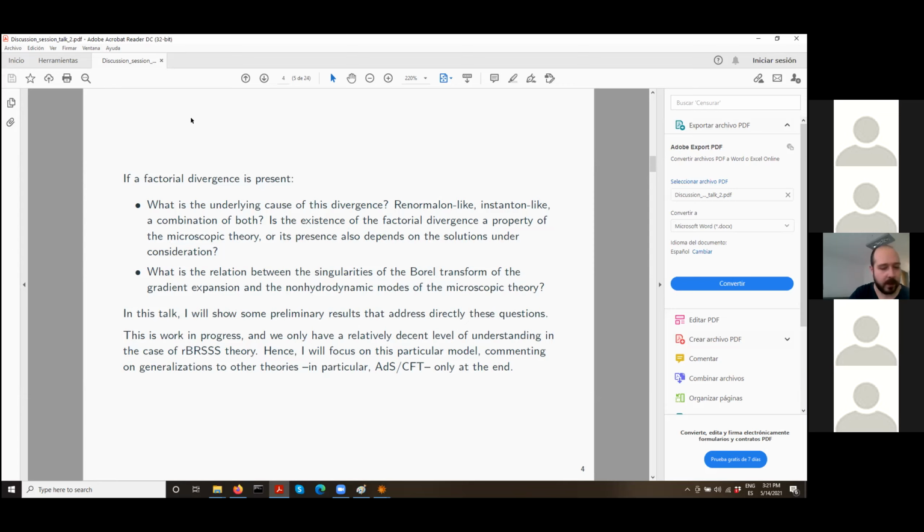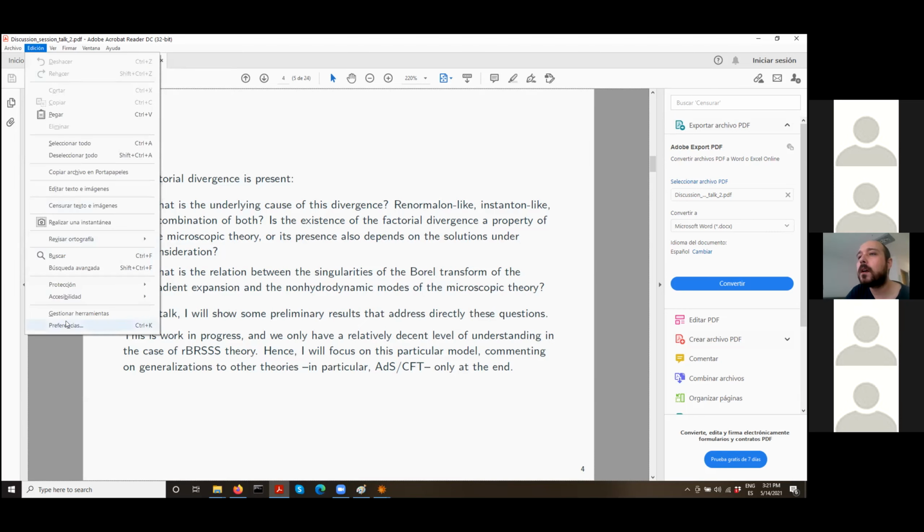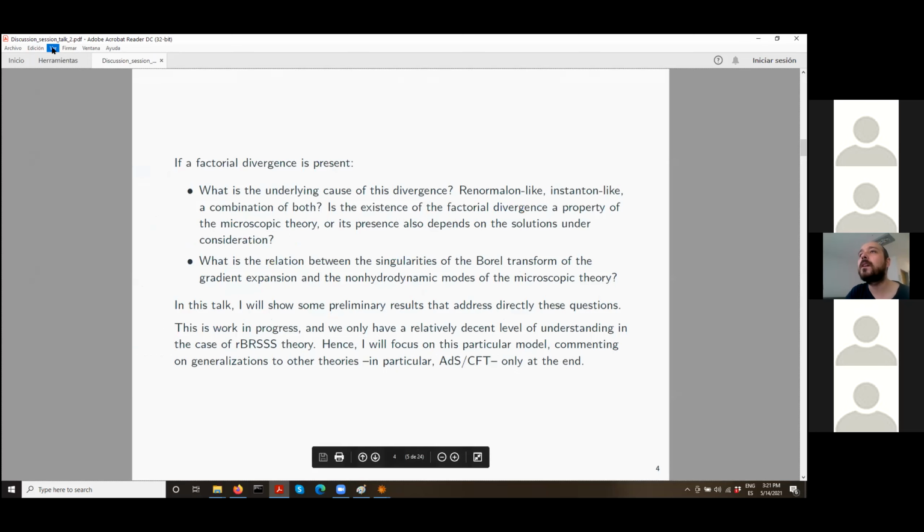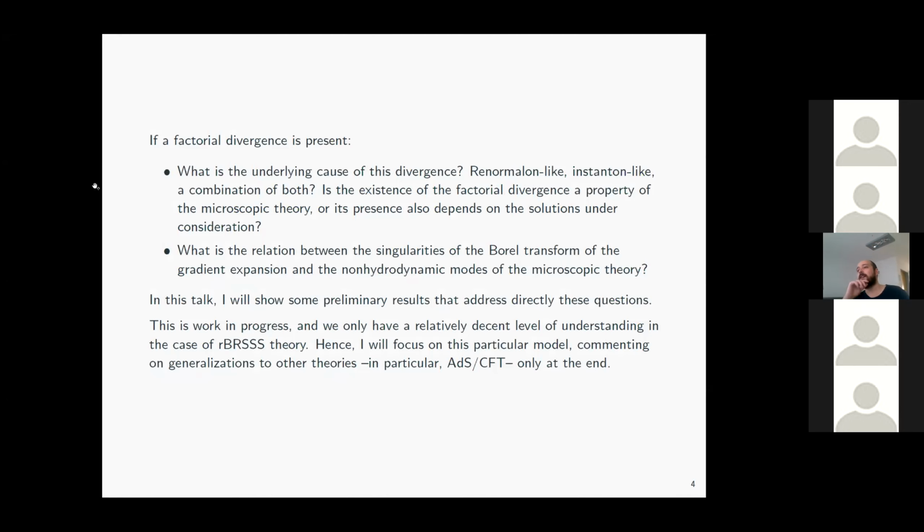Okay, good. Any other comments, questions? Should I continue? How do you put this in full screen mode, by the way? Like with view? No. Yeah, view, full screen. Okay, that's better.